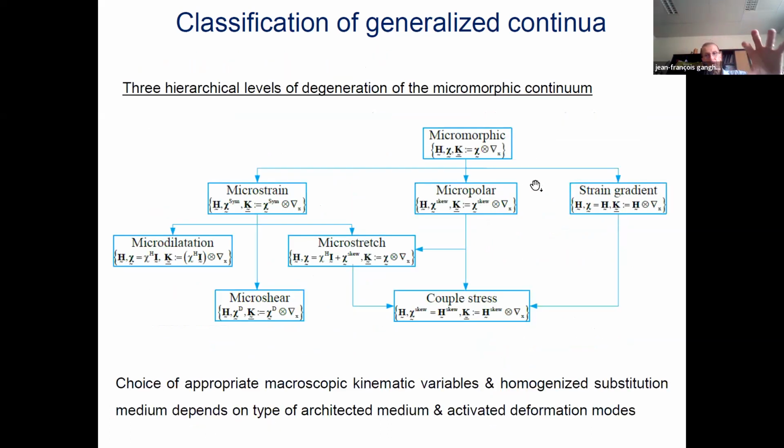So now we get a new tree for this family of generalized continua, which shows three hierarchical levels of degeneration. So we start with micromorphic. By some suitable projection, we can get microstrain, micropolar, strain gradient. By a new projection, we get microdilatation, microstretch. And finally, we get microshear and couple stress media.